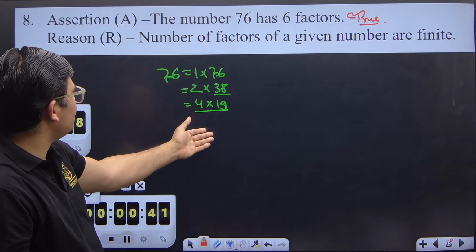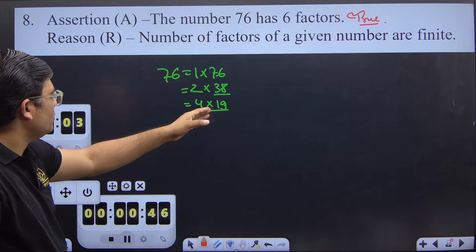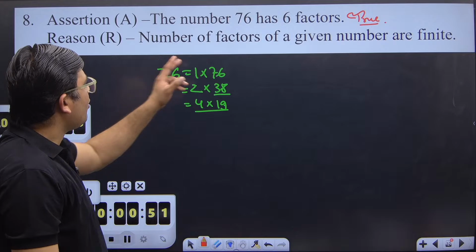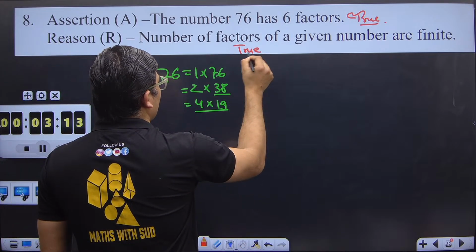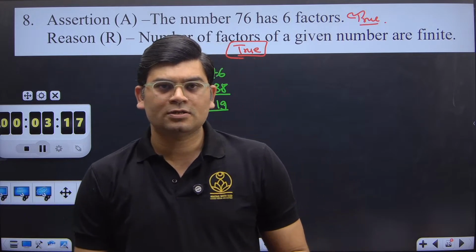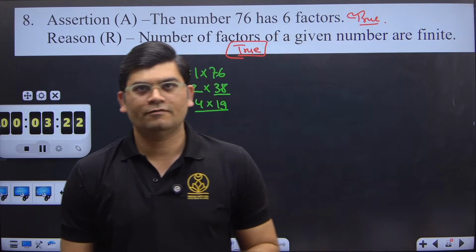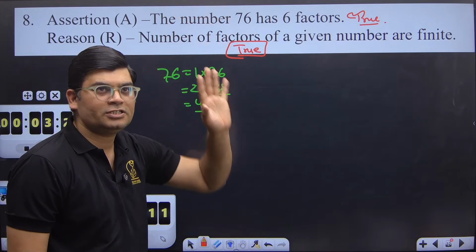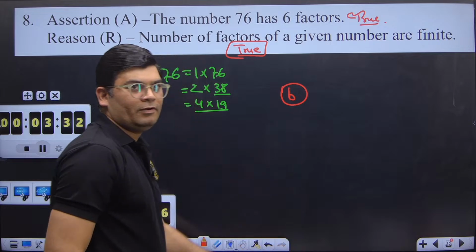76 has got only 6 factors. Do you have any other factor apart from this? I don't think so. It has got only 6 factors. Yeah. The number of factors of a given number is finite, so that is also true. I initially told in the class the number of factors for a given number is always finite because the lowest factor of a number is 1 and the highest factor of the number is the number itself. So both are true, but the second statement is not justifying the first statement. So the answer will be B.